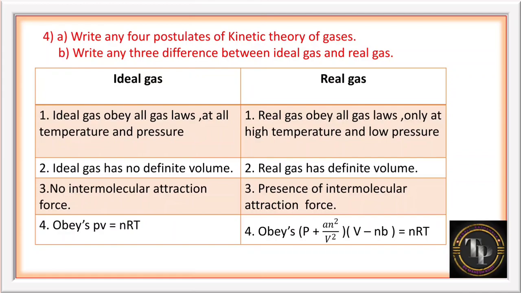Ideal gas has no definite volume. Real gas has definite volume. In ideal gas, there is no intermolecular attraction force. But in real gas, there is the presence of intermolecular attraction force. Ideal gas obeys PV is equal to nRT. Real gas obeys (P plus an squared divided by V squared) into (V minus nb) is equal to nRT. So these are the four differences between ideal gas and real gas. I hope you followed, guys.